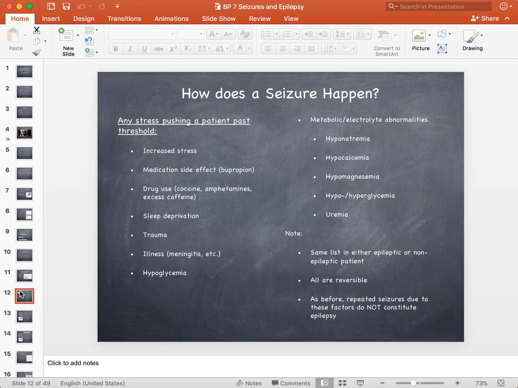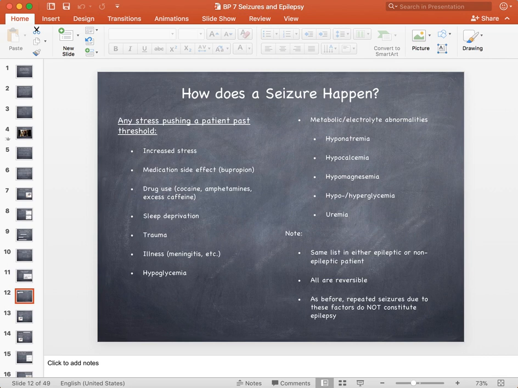The other thing is all of these are essentially reversible. So if you find one of these as your cause, you seek to reverse it through one form or another. And again, to hammer this point home, if you continue to have seizures because you keep hitting one of these, your alcohol, your whatever, it's not epilepsy.